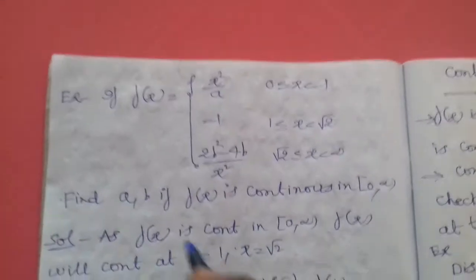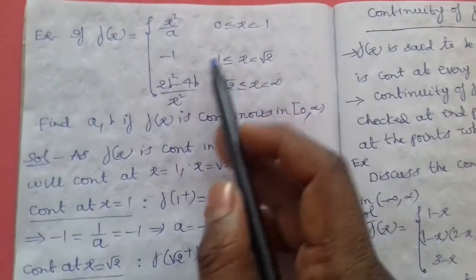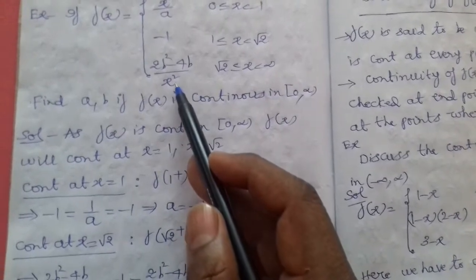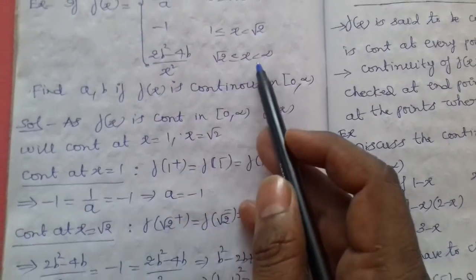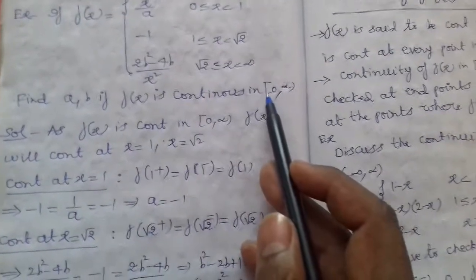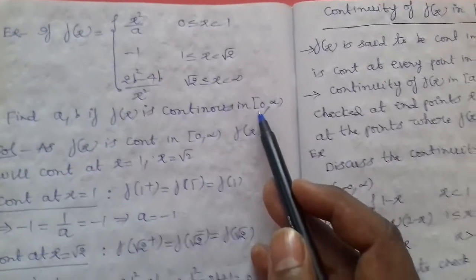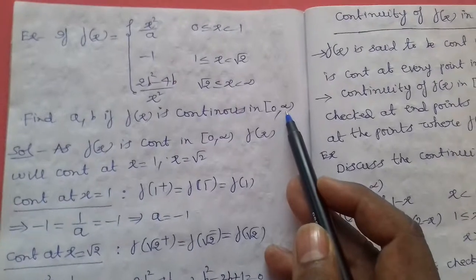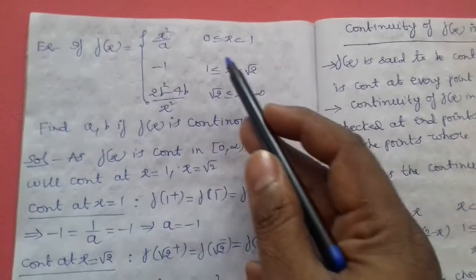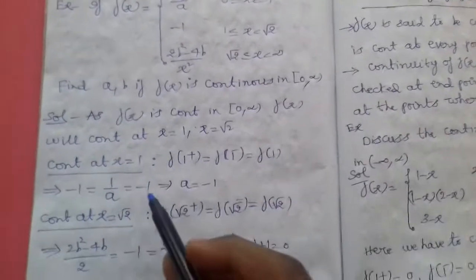Look at the next example. f of x is defined like this: x square by a on 0 to 1, minus 1 on 1 to root 2, and 2b square minus 4b divided by x square on root 2 to infinity. Find a comma b if f of x is continuous in 0 to infinity. In an interval it is given continuous, so everywhere in this interval, at any point, it will be continuous. Here the numbers visible are 0, 1, root 2. At those points also it will be continuous.